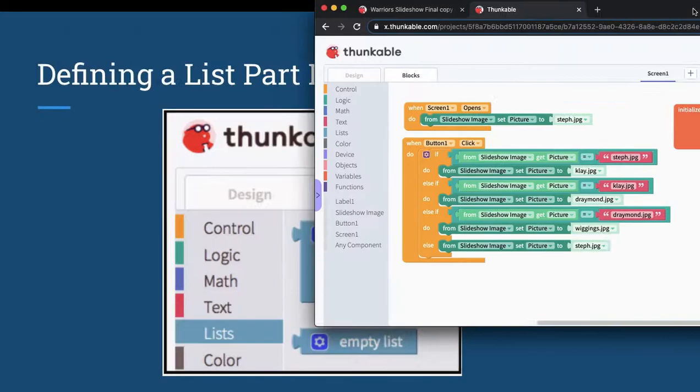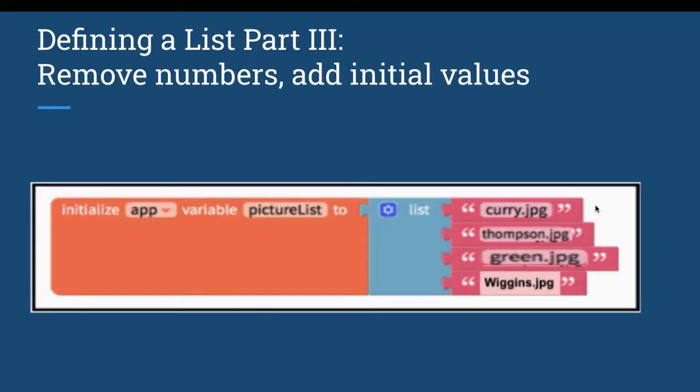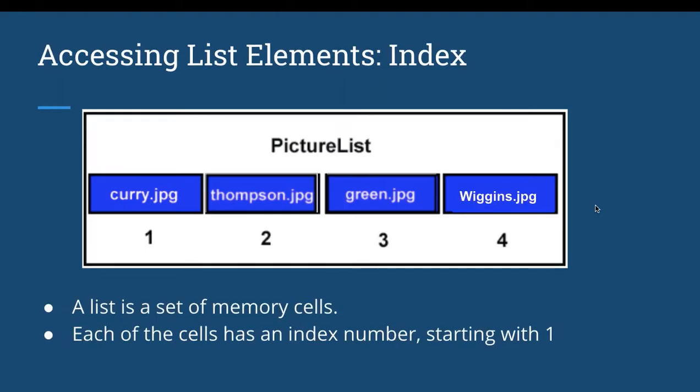Okay, let's go on to the next step here. So we've got our list created. It'll look something like that. We removed the numbers and we added some initial values: Curry, Thompson, Green, and Wiggins.